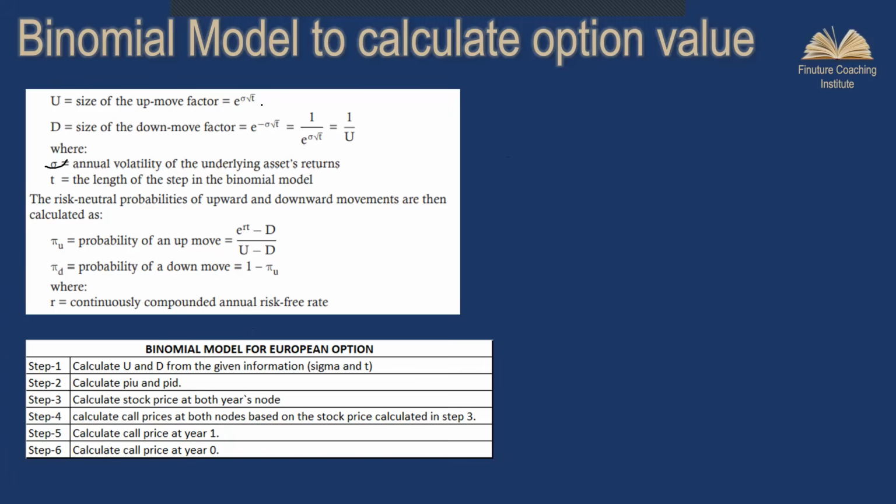These are U and D, and how they are calculated. We have been given the formula: U is e to the power sigma root t, and D is just the reciprocal of U. It's a factor by which your stock price will move up or down in that time window. And sigma, as we said, is the annual volatility of the underlying asset returns.